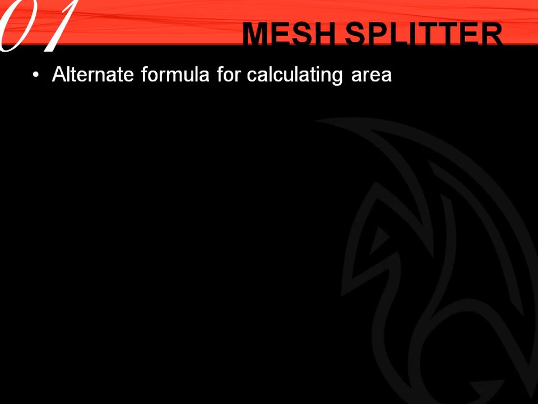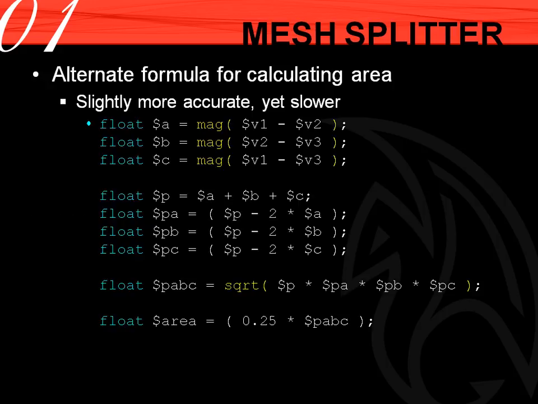Just before we continue, some people who know a little bit more about advanced mathematics may say that there is a more accurate method for calculating the area of a triangle as compared to length times width divided by 2. It's true. There is a more accurate yet slower version. It's this. Again, I want to try to keep things simple for this presentation. So here it is if you would like to use it.